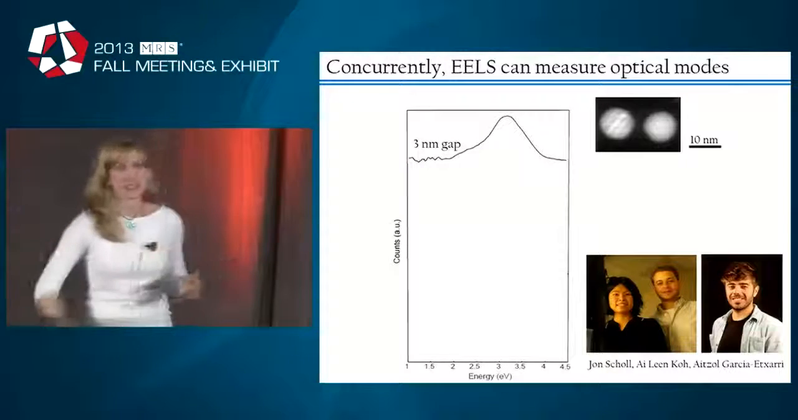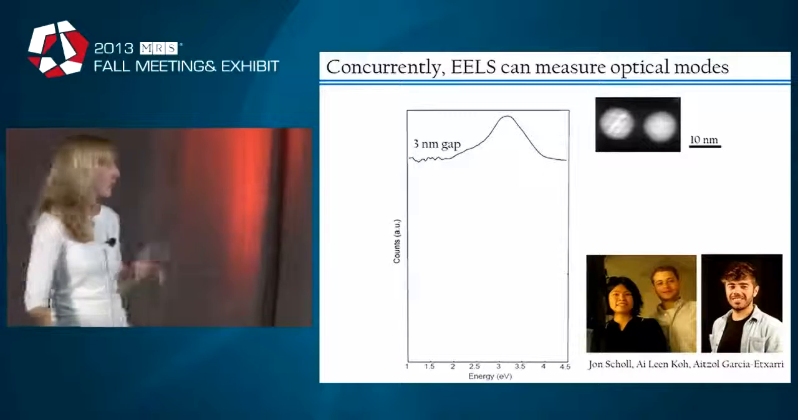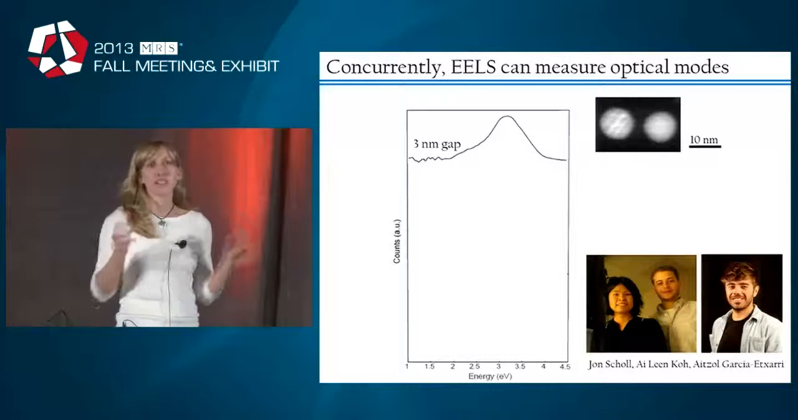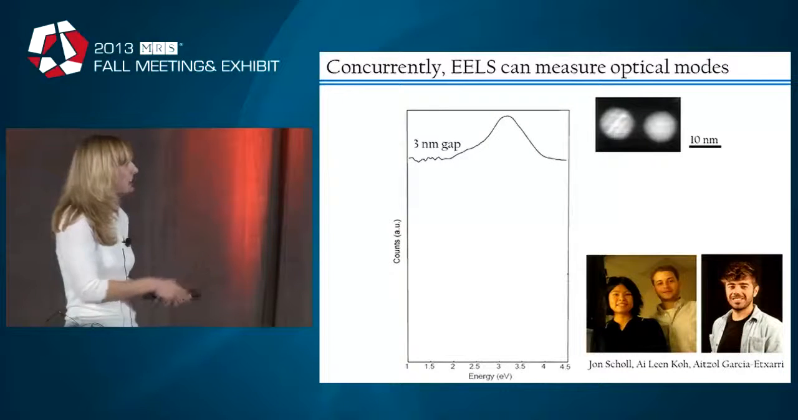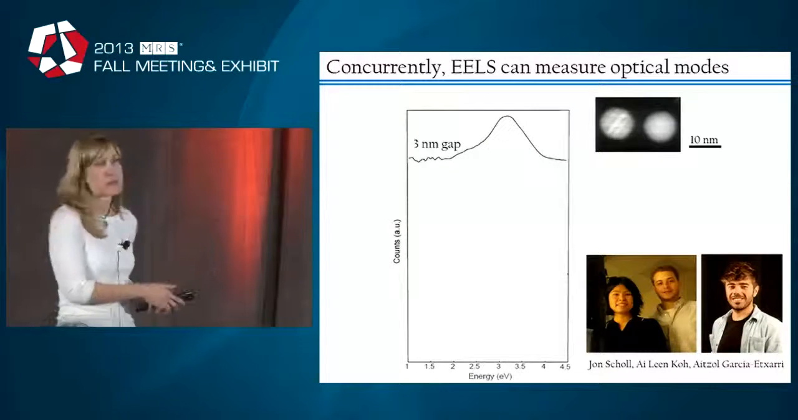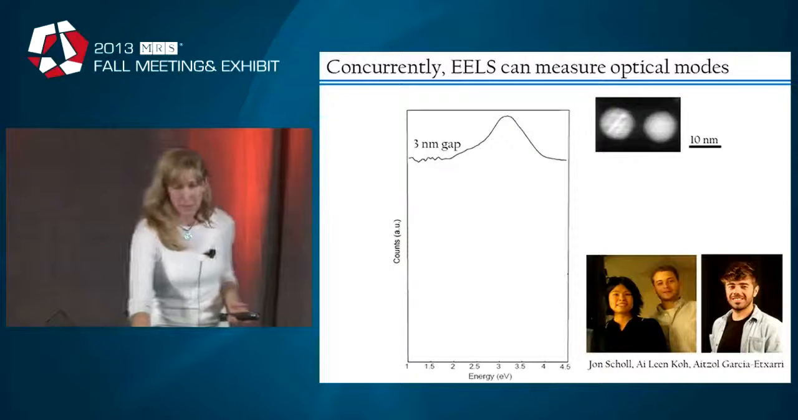So this one peak indicates that for such a large interparticle separation, our particles aren't very closely coupled. So we're just winding up with a peak that looks very much like a single 10 nanometer nanoparticle at about 3.2 or so electron volts.